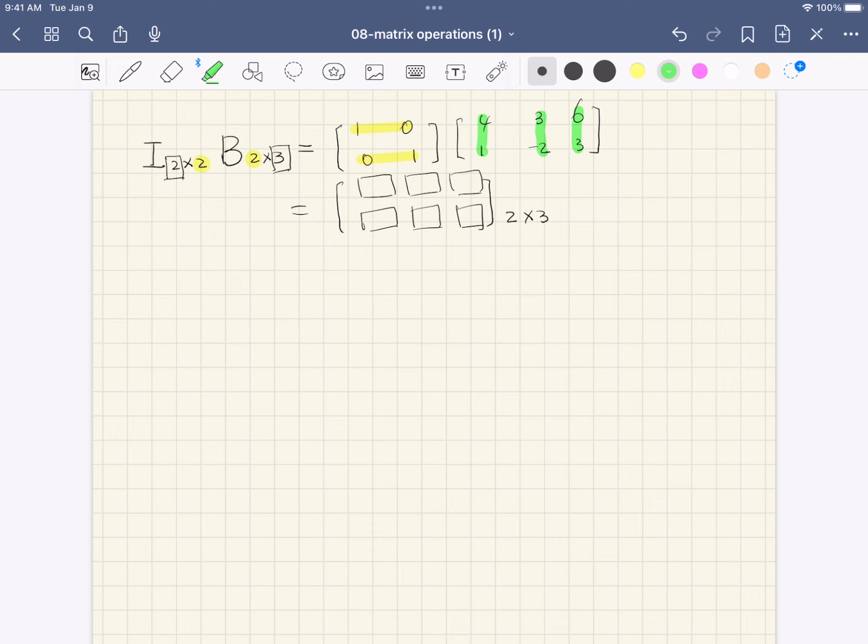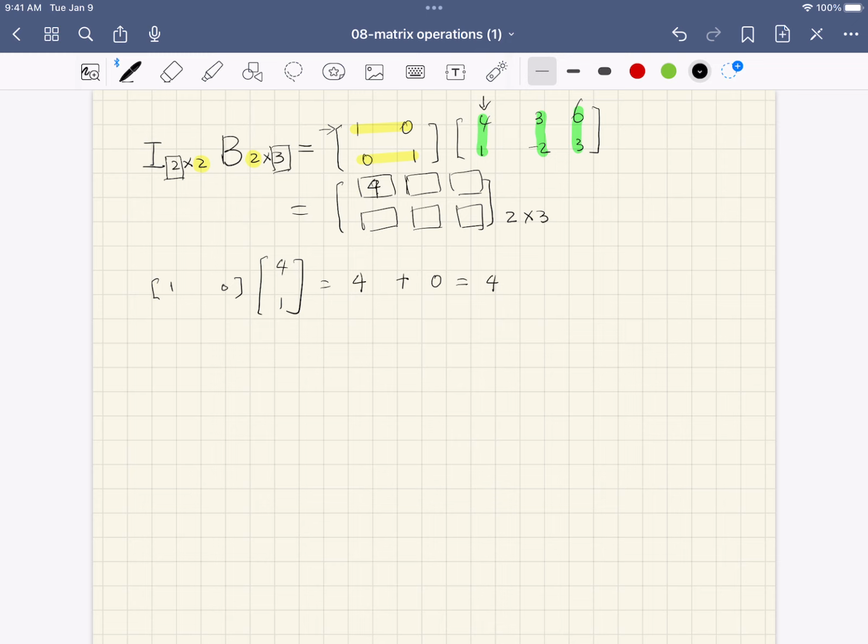And for the first component, what you do is first row, first column, do multiplication. So for a row vector multiplied by a column vector, you do it component-wise. So (1, 0) times (4, 1), component-wise multiplication: 1 times 4 plus 0 times 1, which is 4. This goes to the first spot.